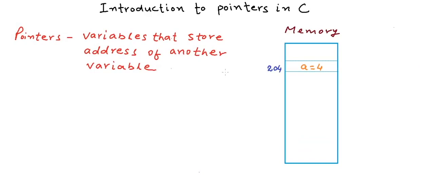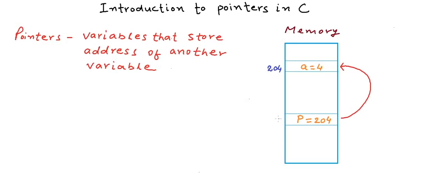Let us say we have a block of 4 bytes at address 204 that stores an integer variable a. Now we can have another variable, the type of which is pointer to integer, and let us say the name of this variable is p. Now this variable p can store the address of a, and using the properties of p, or using some operators upon p, we can reach a.